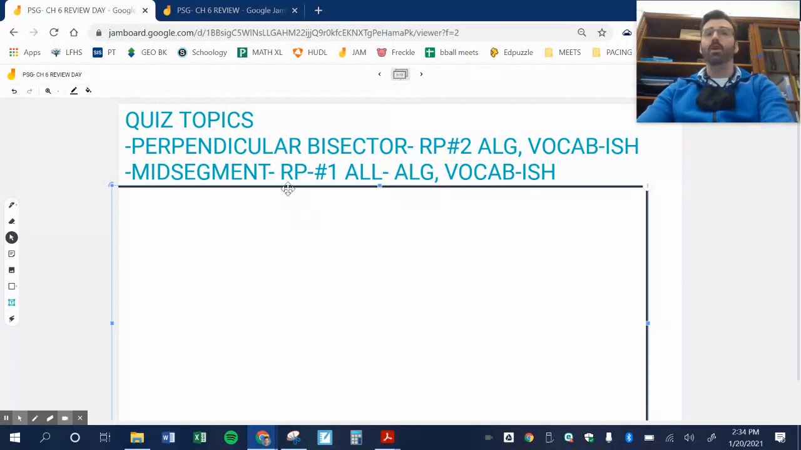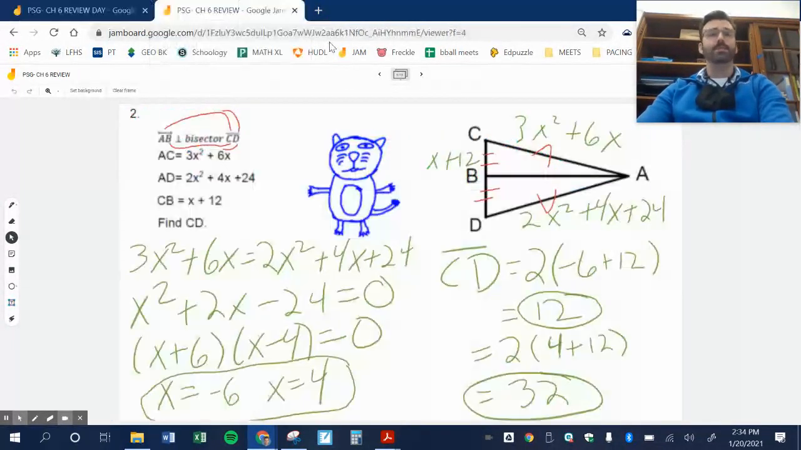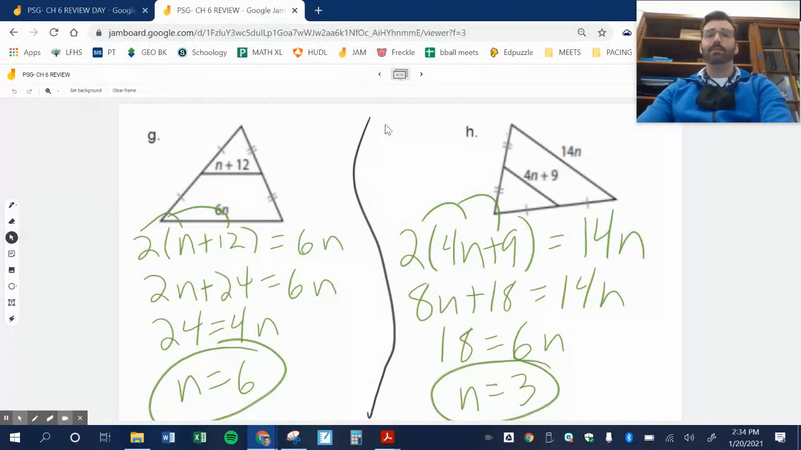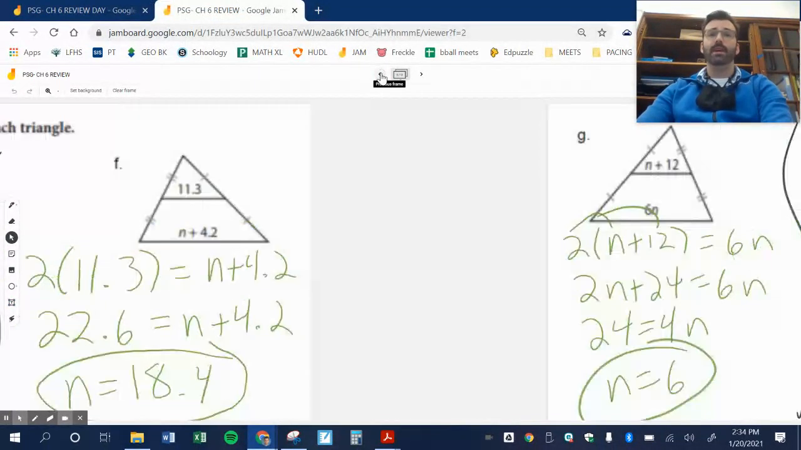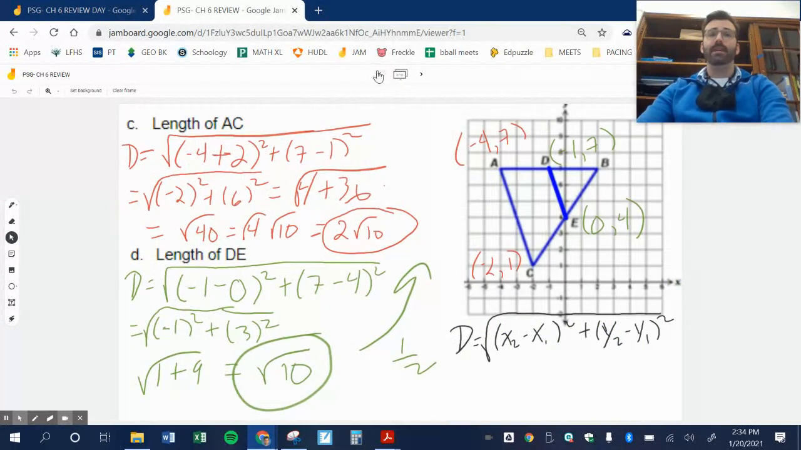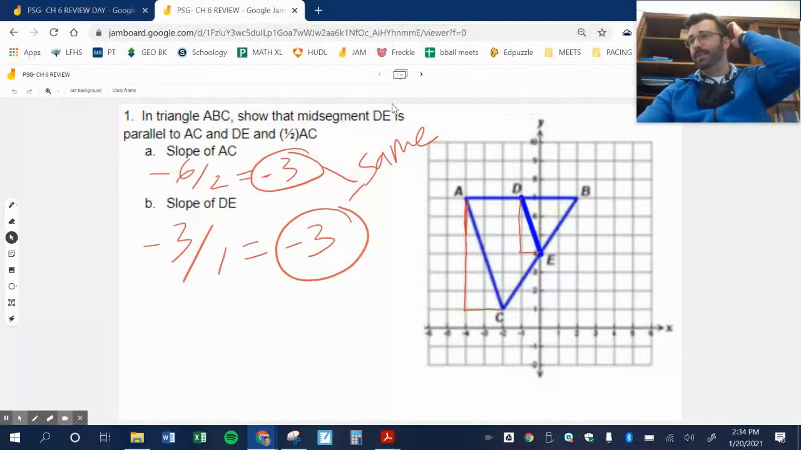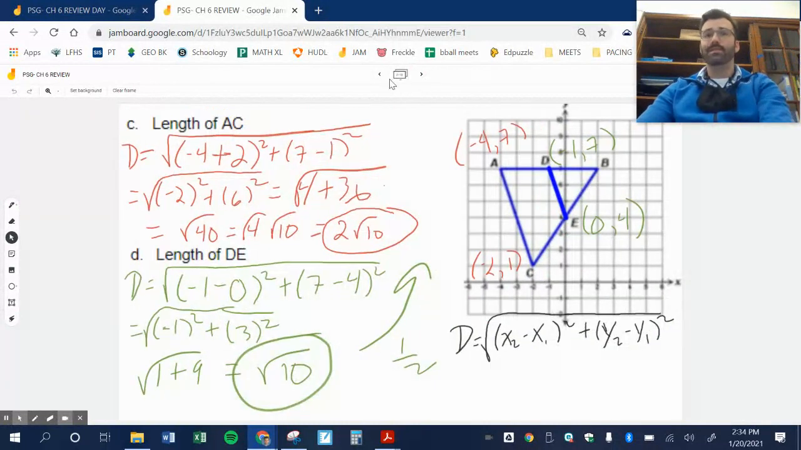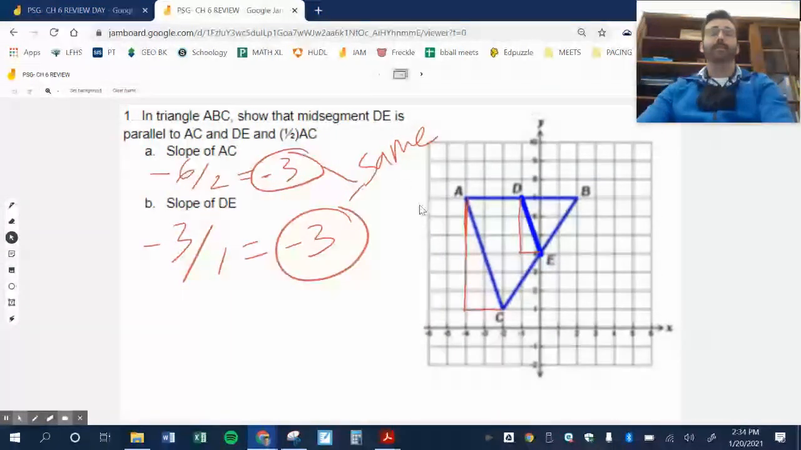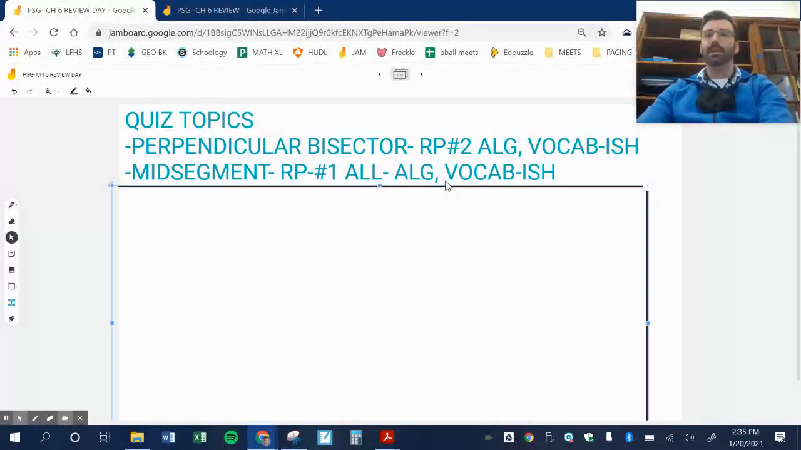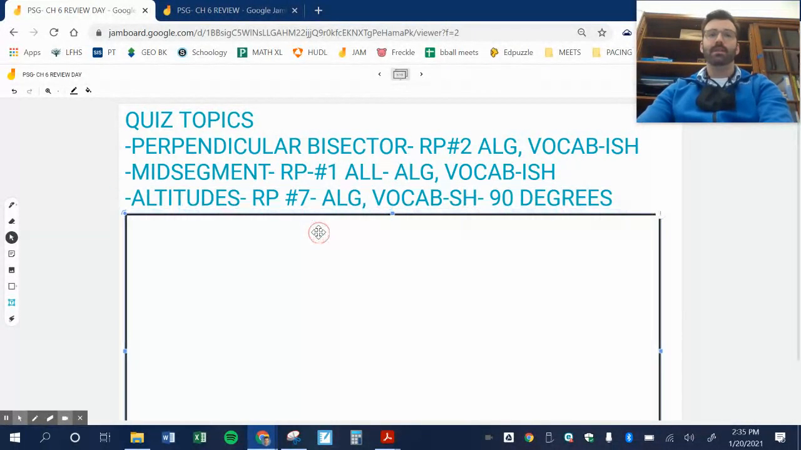Mid-segment. So mid-segment is all of number 1, any of those types of problems. Algebra within that, so problems like this could come up. You may not necessarily use the distance formula on your quiz tomorrow, but you need to know that this information, DE is parallel to AC, is something that could be on the vocab, or that DE is half of AC. That could be the vocab-ish part of a mid-segment.